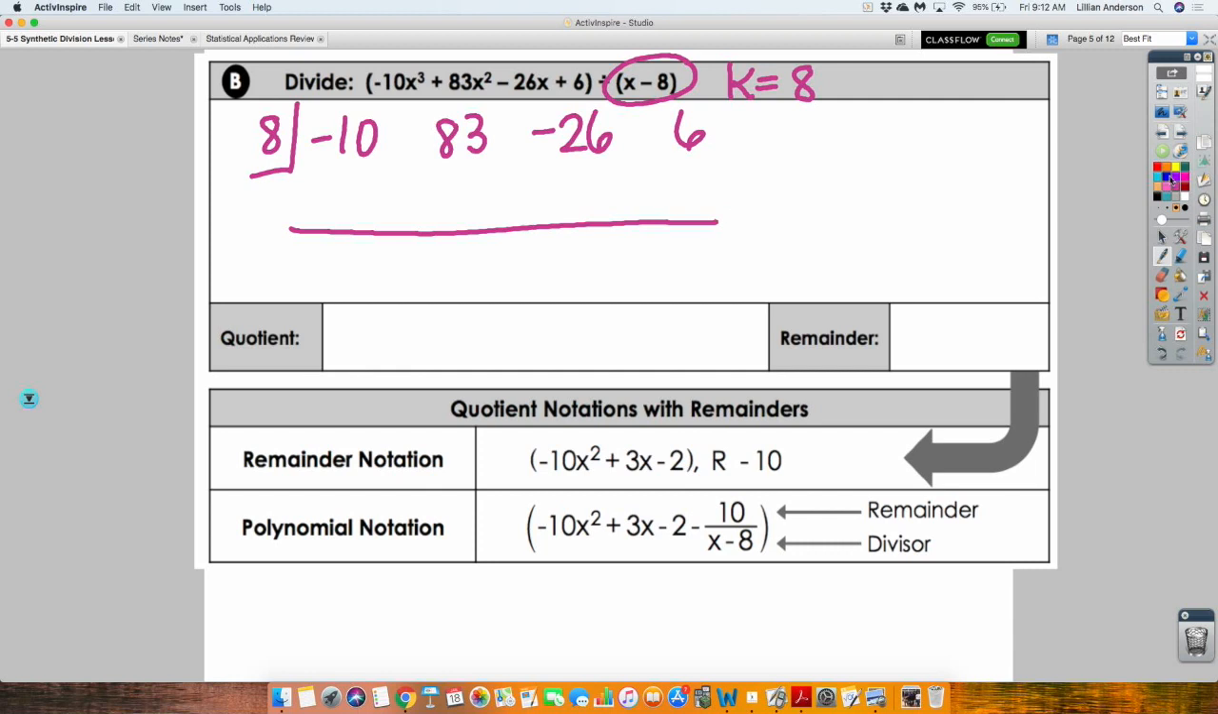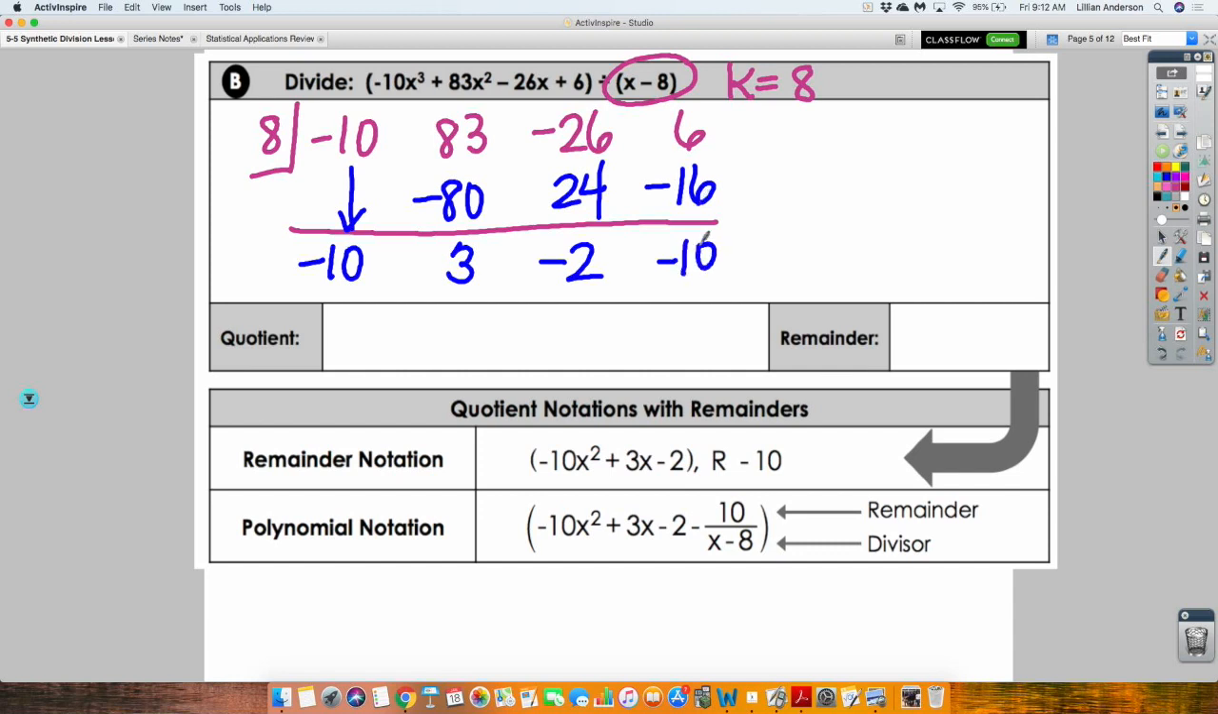So when we bring down the first term, which is negative 10, we're going to multiply that number by what's in the box. So negative 10 times 8 is a negative 80. Then we're going to add those numbers up to get the sum. So 83 plus a negative 80 is a positive 3. We repeat. 8 times 3, we're going to put that number underneath the negative 26. So we have negative 26 plus 24, which is a negative 2. Then we're going to multiply 8 by negative 2 to get a negative 16. We add that up, and we're going to get a negative 10.